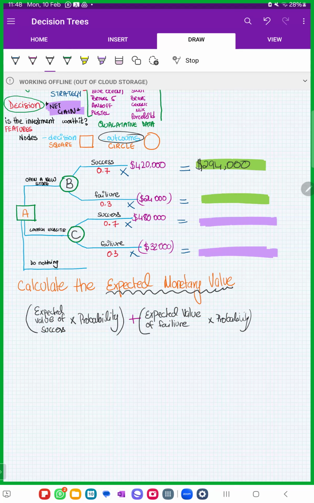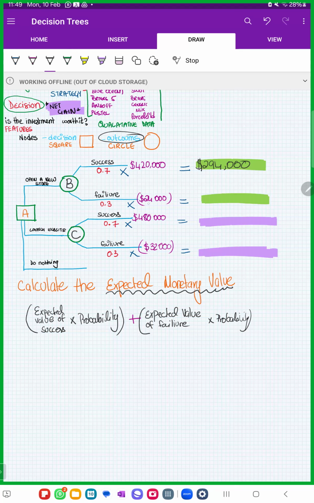Wait, what was 0.3 multiplied by? I think just the expected value of success times probability. I only did the expected value of success times probability. I didn't add the other part yet. Yeah, we're just doing the multiplication right now. We'll do the adding later. Okay? So let's do the failure.